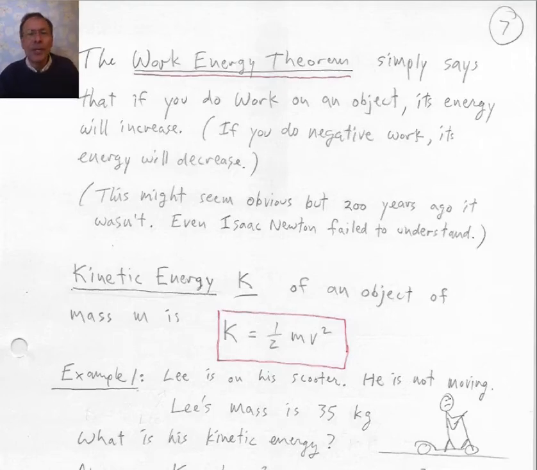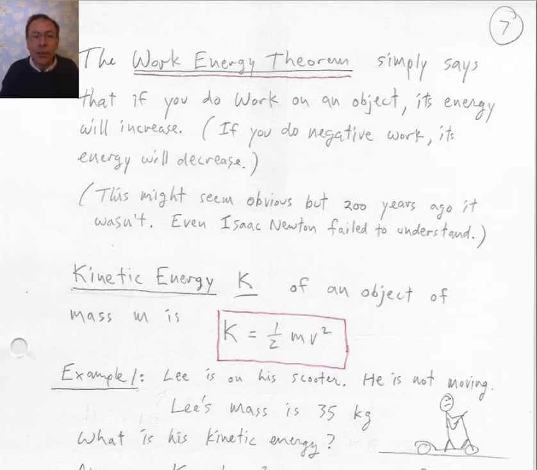Well, students, we've taken a look at work, we've looked at energy, and now we're going to look at the Work-Energy Theorem. It's very simple. All it says is that if something does work on an object, then the object's energy is going to increase. Also, if you happen to do negative work on the object, then its energy will decrease. And this might seem very obvious, but 200 years ago it wasn't obvious, and Isaac Newton didn't figure it out.